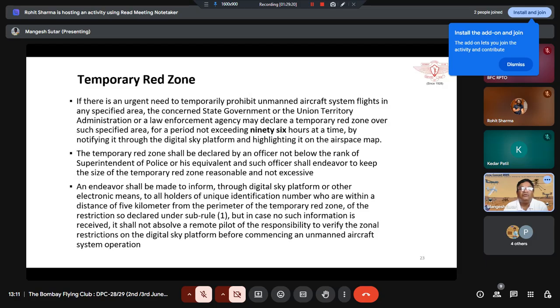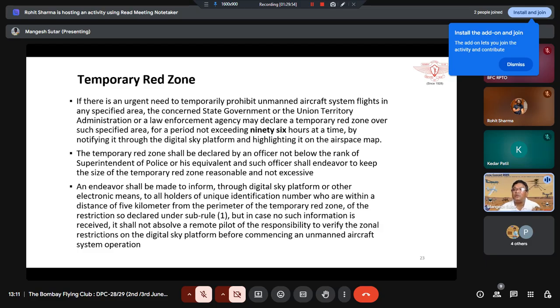Okay. So now, if you see, such a temporary red zone is created for 96 hours. The endeavor shall be made to inform, through the Digital Sky platform or other electronic means, all holders of a unique identification number who are within the distance of 5 kilometers from the perimeter of the temporary red zone of the restriction so declared under sub-rule 1. But in case no such information is received, it doesn't mean that you can say "I was not aware of this temporary red zone."